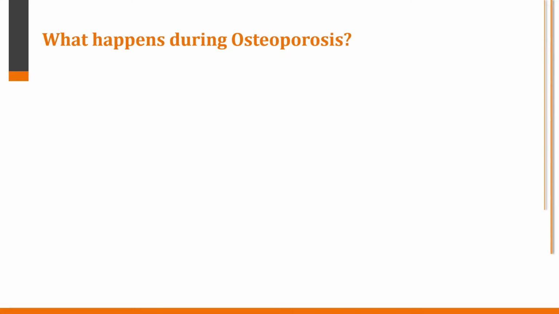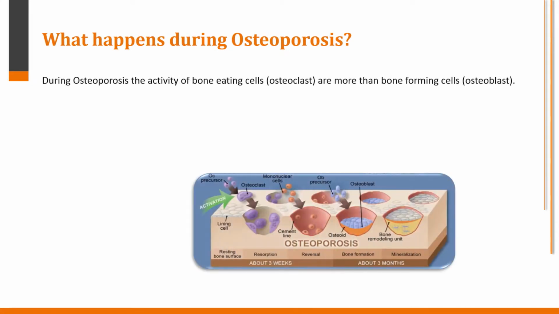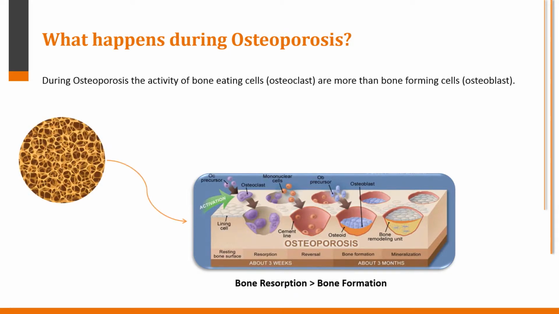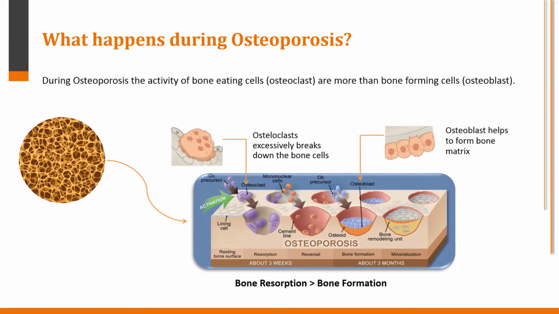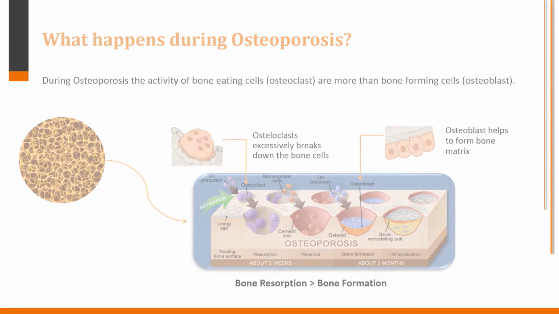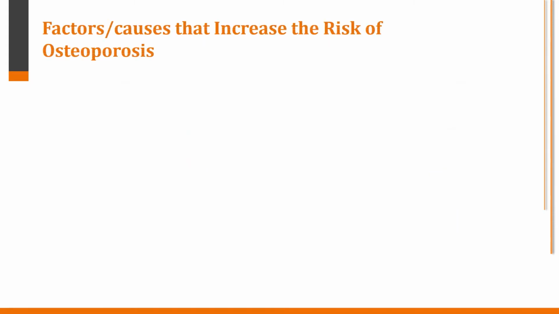What happens during osteoporosis? During osteoporosis, the activity of bone-eating cells, or osteoclasts, is more than that of bone-forming cells, or osteoblasts. Osteoclasts excessively break down the bone cells. Osteoblast helps to form bone matrix. Bone resorption, bone formation.